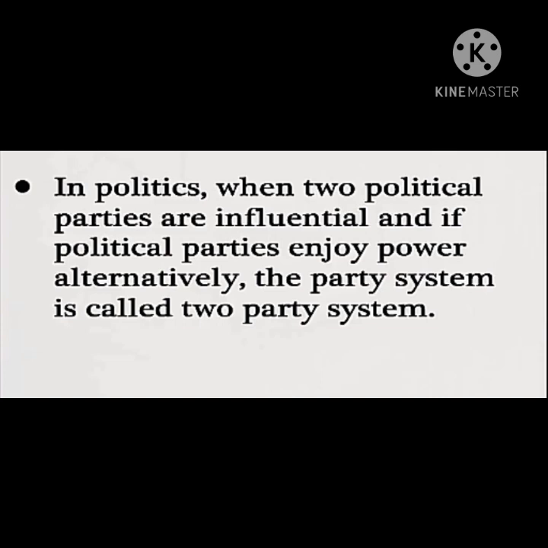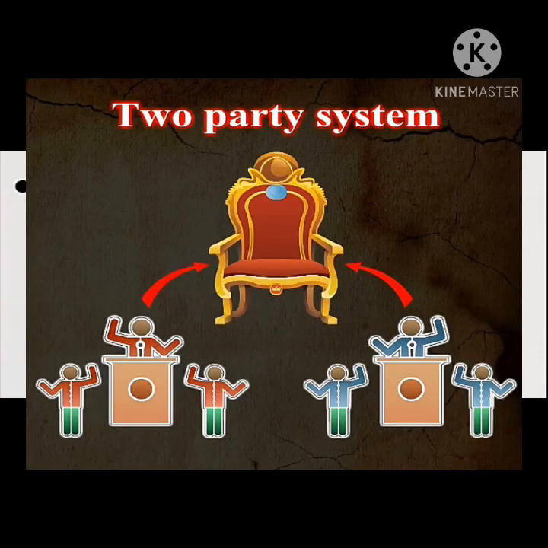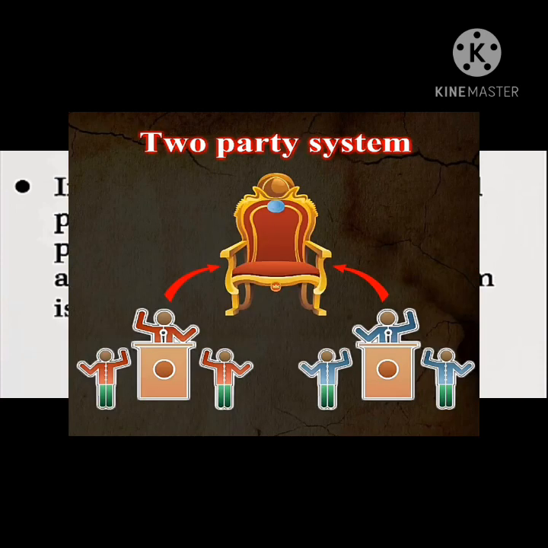Then the second one. In politics, when two political parties are influential and enjoy power alternatively, the party system is called two-party system. For example, if we take America, America has two political parties, that is the Democratic Party and the Republican Party. So alternatively, any one party will win. If there are two parties, the people will vote and one party will win. So those countries follow only the two-party system of government.